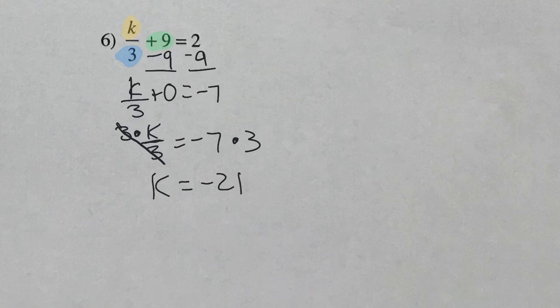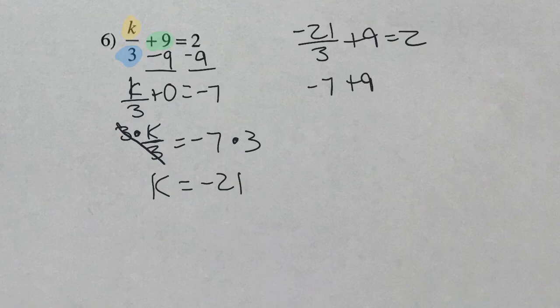Let's just double check that one while we're here. So if I go negative 21 divided by 3 plus 9 equals 2. Well, negative 21 divided by 3 is where I start, order of operations. I end up with negative 7. So now I have negative 7 plus 9 equals 2. Well, negative 7, I'm going to go 9 in the positive direction, right? That actually takes me up to 2. So 2 equals 2.